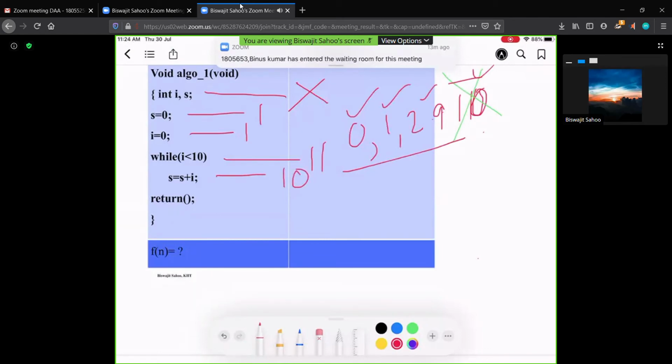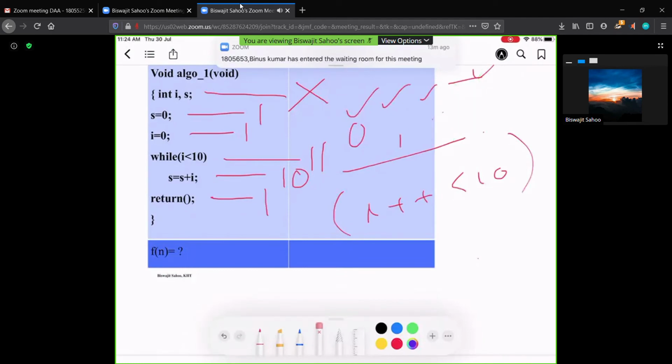Remember, one statement is there, where I is updated by 1. You can write I plus plus less than 10. I made a mistake, let me say the while is replaced by I plus plus less than 10. You can update it like this: while I less than 10. Don't bother about the contents of the algorithm. And this return statement will be executed once.